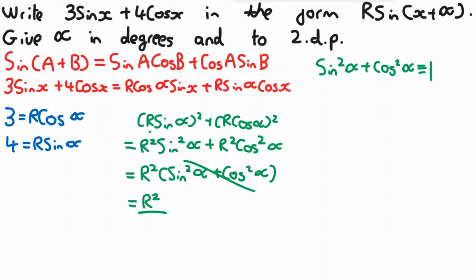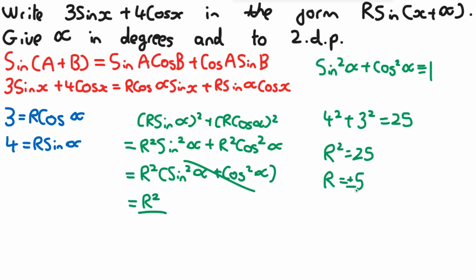And the reason this is useful is because we know that r sin alpha is 4, so this is going to be (r sin alpha) squared, which is 4 squared, plus (r cos alpha) squared, which is 3 squared, and this is equal to 25. So (r sin alpha) squared plus (r cos alpha) squared is this, and we know that it equals r squared, so r squared is equal to 25, so r is equal to the square root of 25, which is equal to 5.